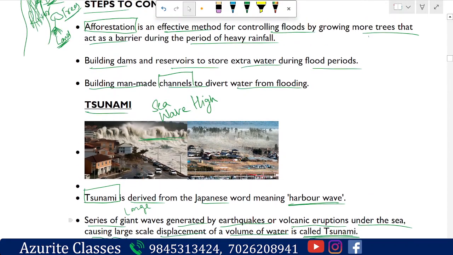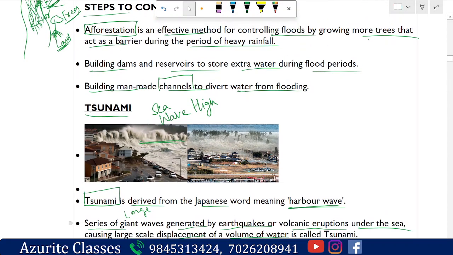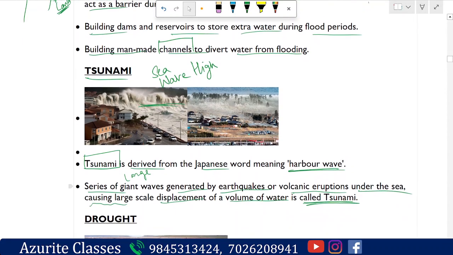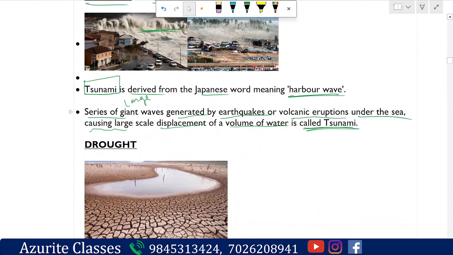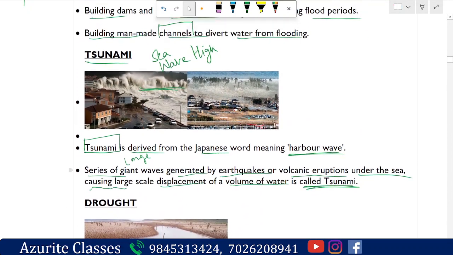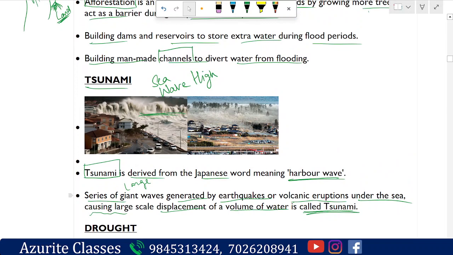Okay, so that is about the tsunami. Any doubt? Someone was asking, the first letter is T, so it should be pronounced as T? No, T is silent. It is tsunami. Okay, fine. So here this is about tsunami. Tsunami is the very high wave, which may be because of earthquake or volcanic eruption.